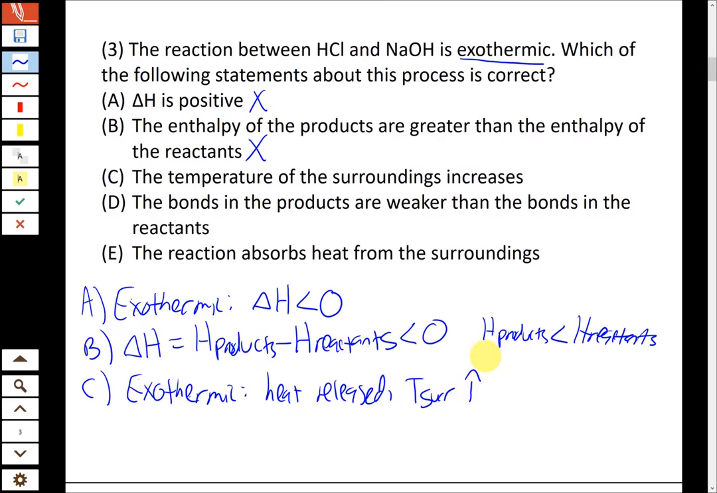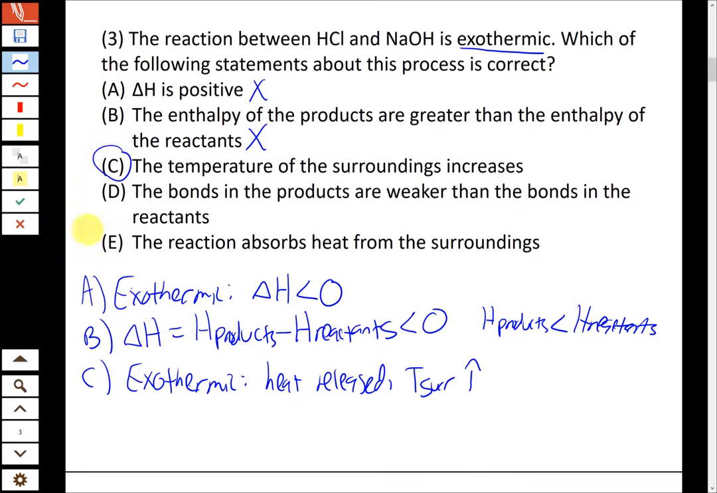Think about when you burn something, right? Burning is an exothermic process, combustion. And when you burn something, the temperature increases around it, and that's because you're releasing heat to the surroundings. So that one would be correct, because here it says the temperature of the surroundings increases. So that should be our correct answer.